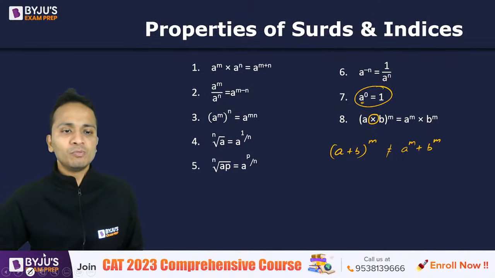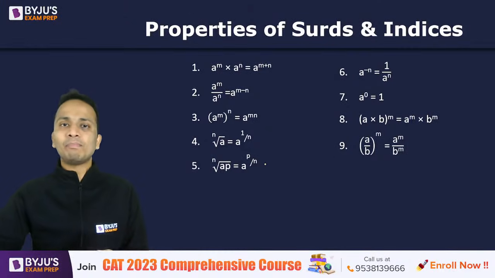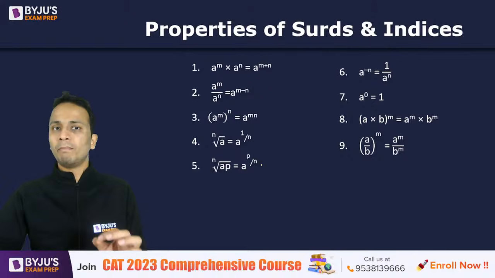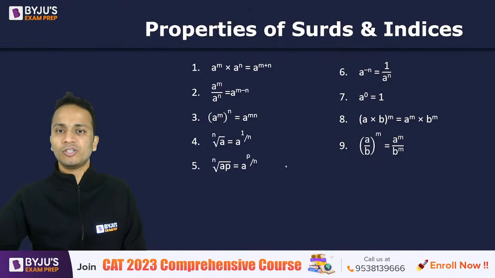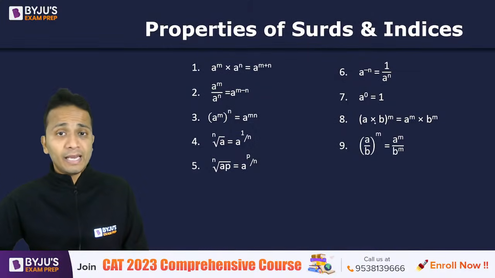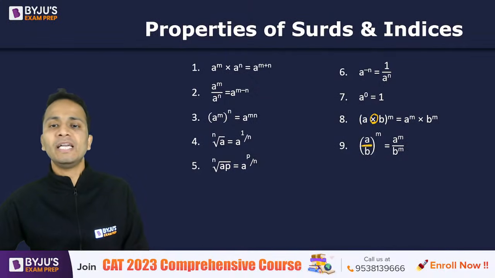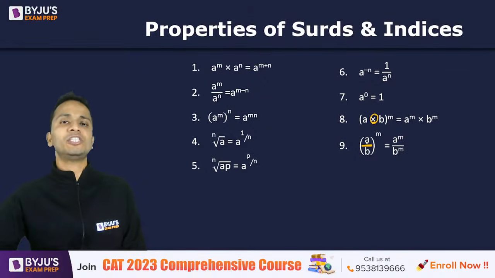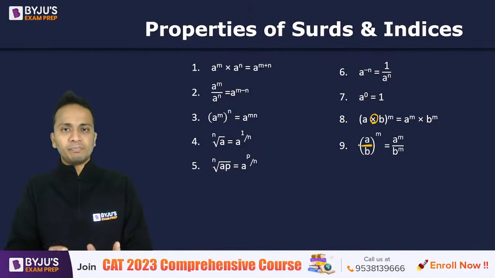Okay. Now let's move on and look at the next property, property number 9. So same thing that has happened in property number 8 with multiplications will happen in property number 9 with the divisions. Okay, so a upon b whole raised to the power m. So now the powers will be separated. So a raised to the power m whole divided by b raised to the power m. Careful, it is applicable only when there is a multiplication and division, not in case of additions and subtractions, right? Okay, so these are the properties, basic properties.